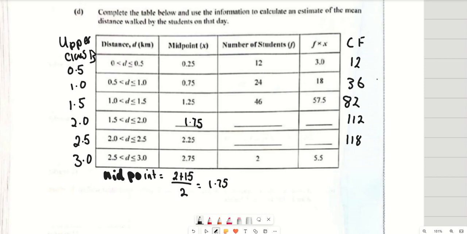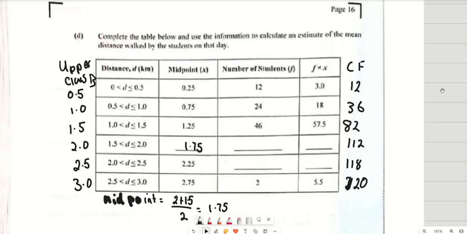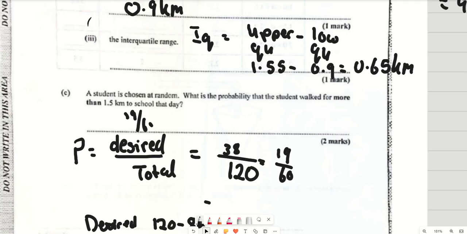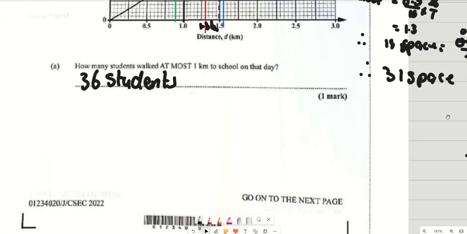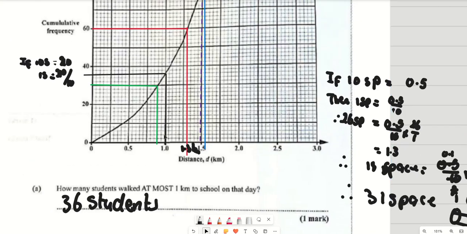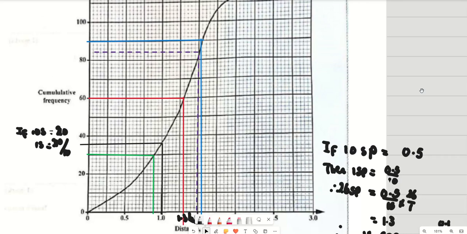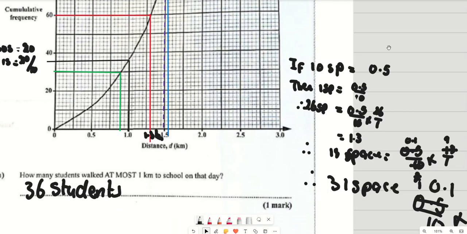And at 3.0, it was 120. That is how you get your cumulative frequency. Again, you're taking your upper class boundaries using a ruler. So at 1, you go straight up, and where it crosses the cumulative frequency curve, you go right across. That would give you how much 1 is equal to, right? 0.5 was 12, 1 was 36, 1.5 was 82.